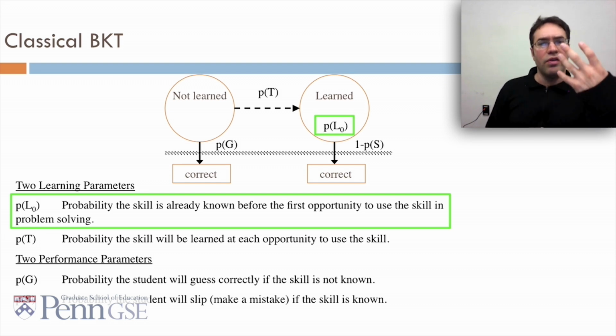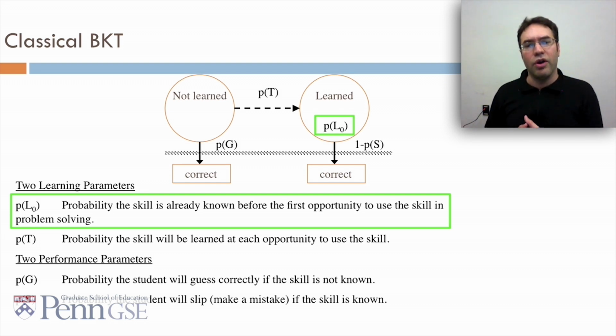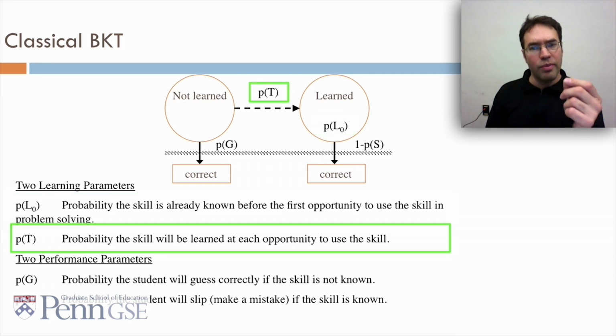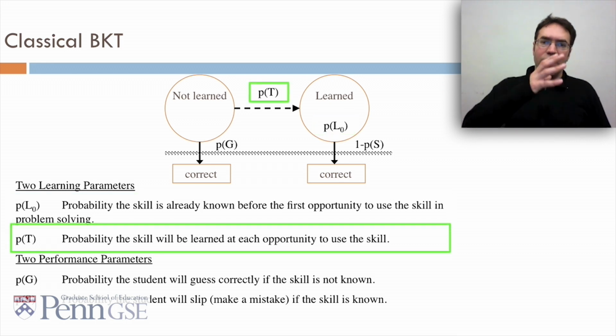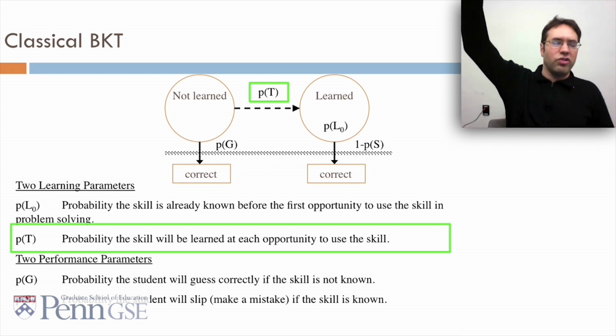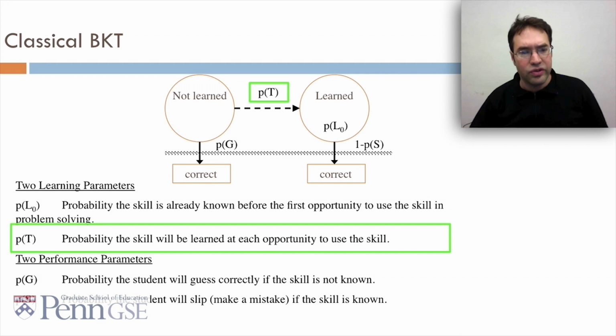They come in already having a certain probability of knowing what we want them to know. Second of all, P of T, the probability that the skill will be learned at each opportunity to use the skill. If our system promotes learning at all, students' performance should get better over time. They should actually learn. And P of T accounts for this.